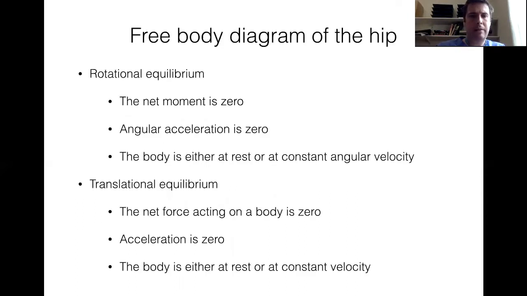So just to recap, when we look at these free body diagrams, the first thing we're going to do is look at the rotational equilibrium. We want the net moments to be 0 and therefore angular acceleration to be 0 because it's a static system. So the body essentially will remain at rest. For translational equilibrium, again, the net forces or translation forces are 0, so acceleration is 0. So that again, the body is remaining at rest.